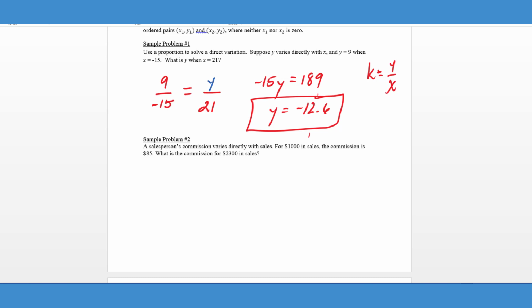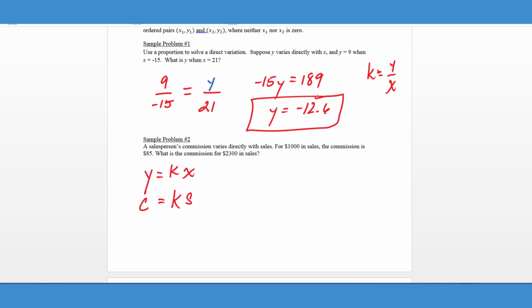Okay, so what I'd like you to do is sample problem number 2. You're going to be using a direct relationship, but this time it's in a word problem format, and you have to come up with the two variables on your own. Okay, so let's take a look at this. It says commissions vary directly with sales. So let's go ahead and put our direct variation formula there. Now we have y and x, but this time we want to say something that represents commissions and sales. So we can change this to C for commissions. We'll still use our K, and we'll use S for X.